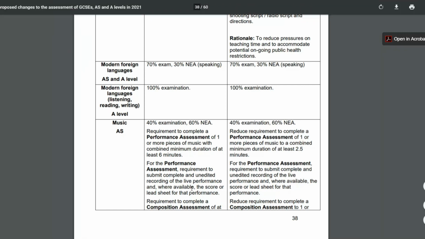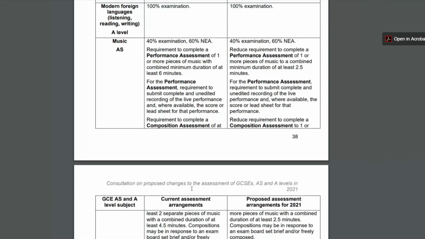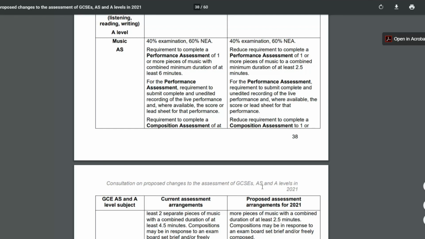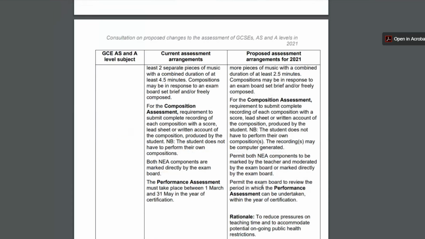Alright, so in 2021. Music AS. We're seeing a pretty similar change to what we saw in the GCSE section. So it was 40% exam before, 60% NEA as well. It's still going to stay with that 40-60 split, but the performances will be shorter. It will require some extra support stuff to make up for some of these changes.